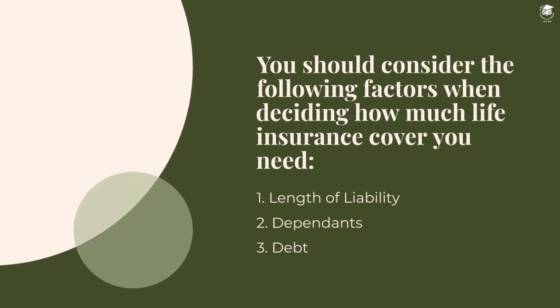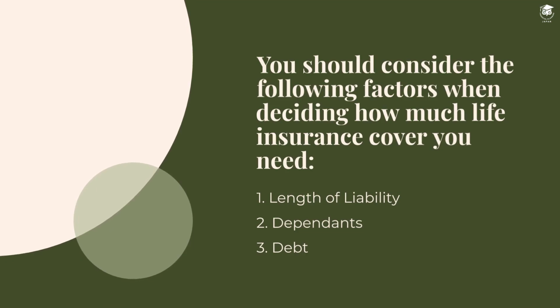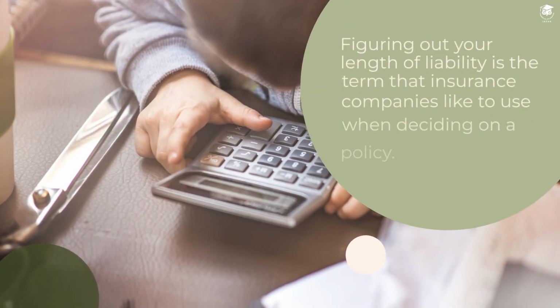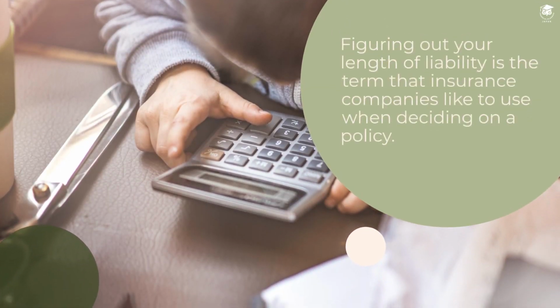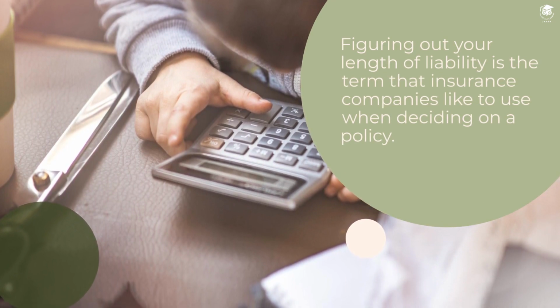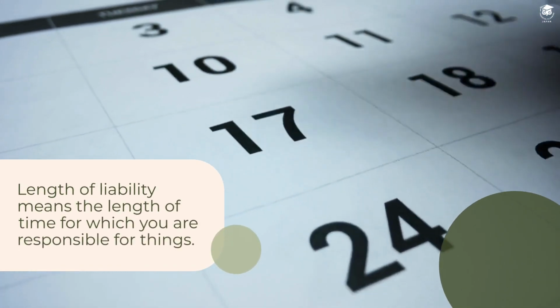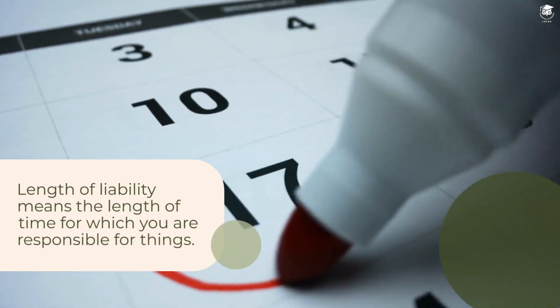1. Length of liability. 2. Dependence. 3. Debt. Figuring out your length of liability is the term that insurance companies like to use when deciding on a policy. Length of liability means the length of time for which you are responsible for things.